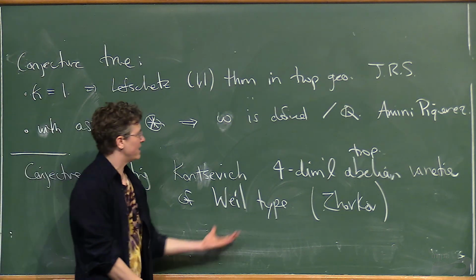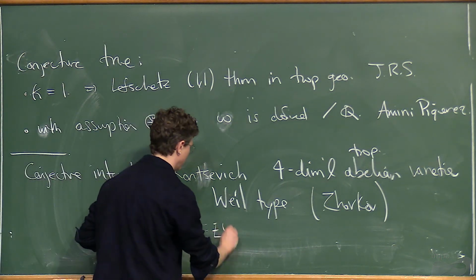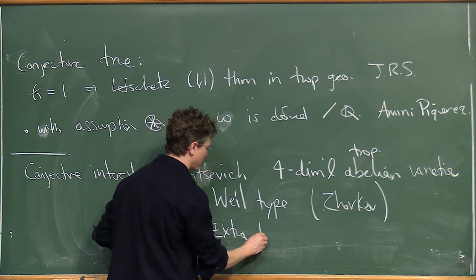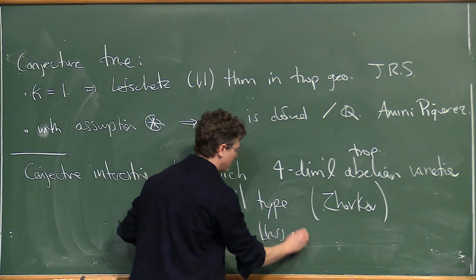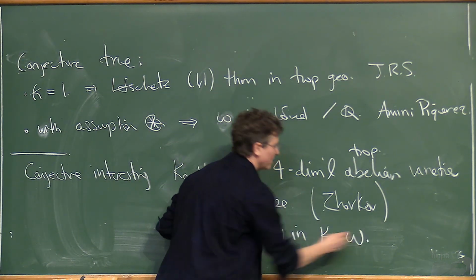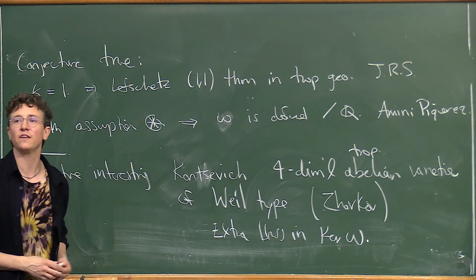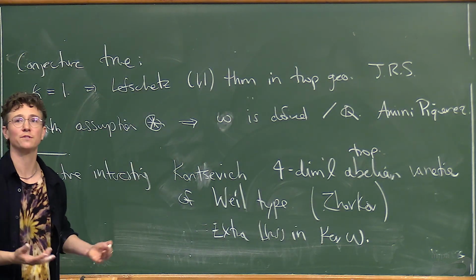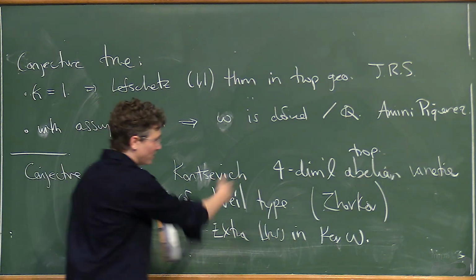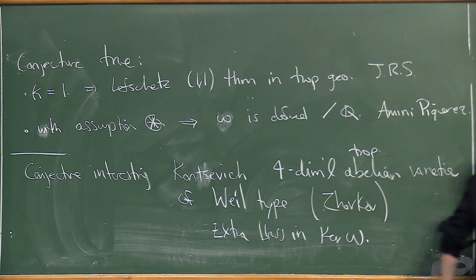It turns out that in this case, there are extra classes in the kernel of W, and the challenge is to show that they can't be cooked up with tropical cycles. So you can take a look at this note, and it's very, very explicit. I want to just draw a picture of this 1-1 theorem in the abelian variety case, the abelian surface case.